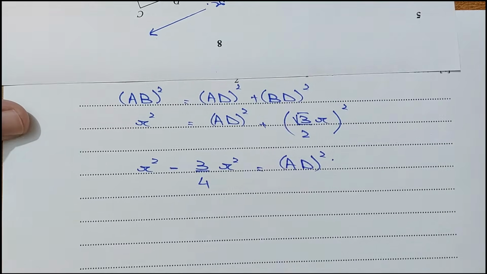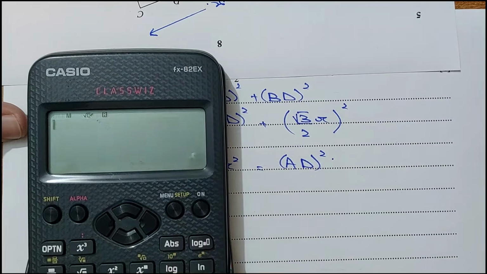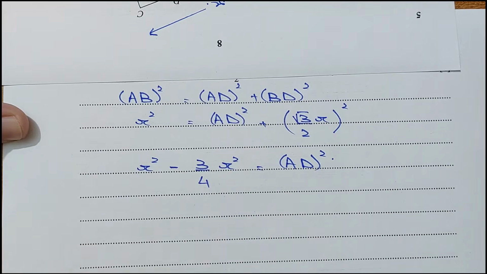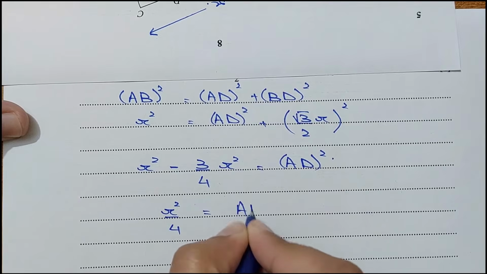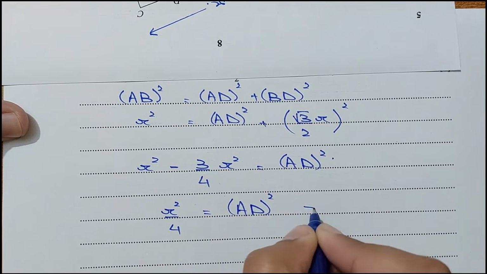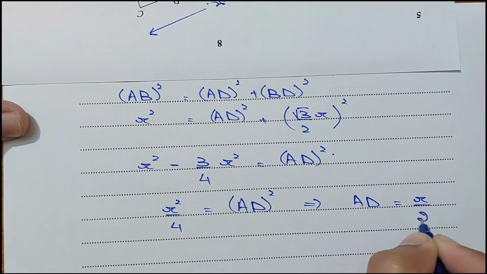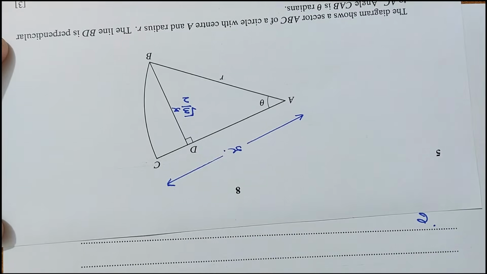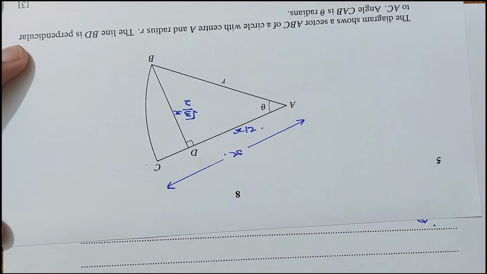Right? So what is 1 minus 3 by 4? Let me simplify. 1 minus 3 divided by 4 is 1 by 4. So this is R square by 4. This is your AD square. Now what is AD? AD is R by 2, right? So this is your AD, which equals R by 2, right?